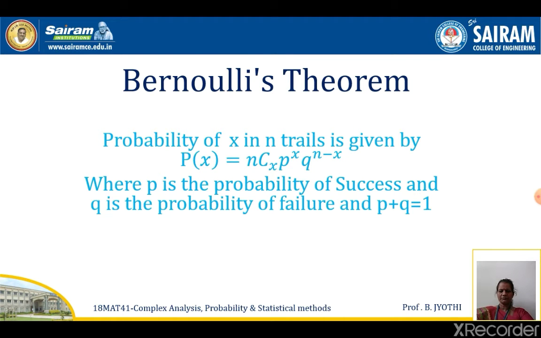Bernoulli's theorem: the probability of x successes in n trials is given by P(x) = nCx p^x q^(n-x), where p is the probability of success and q is the probability of failure, and p + q = 1.